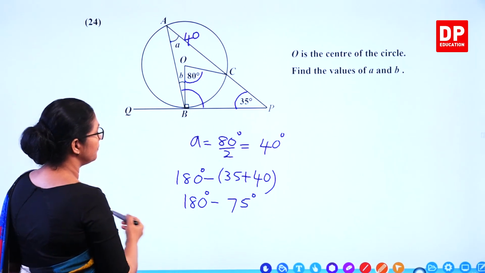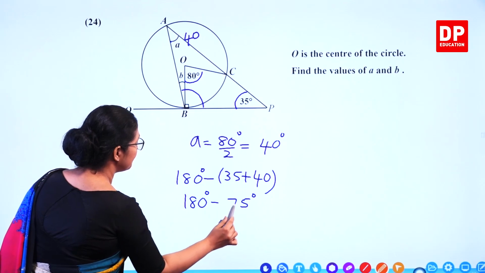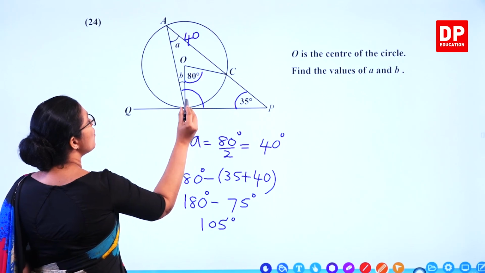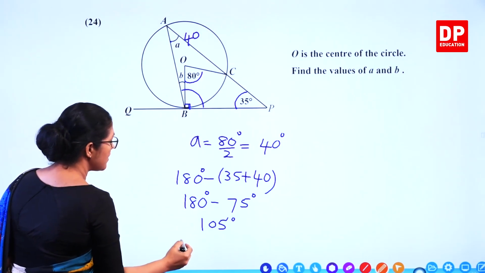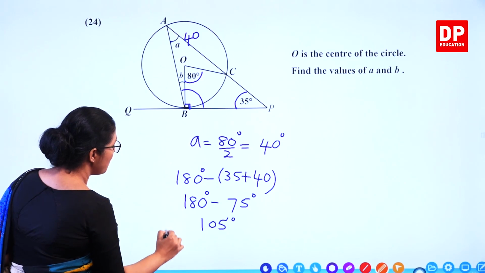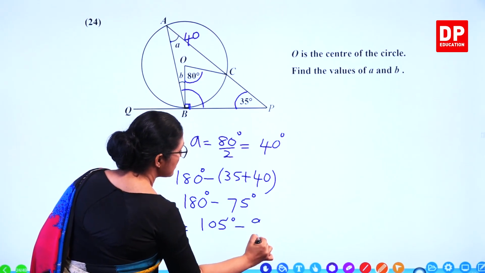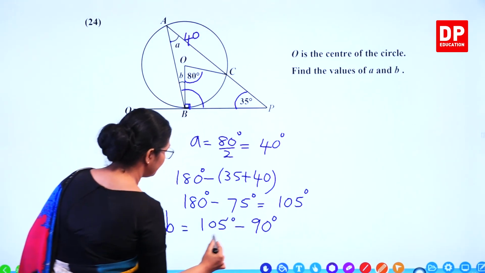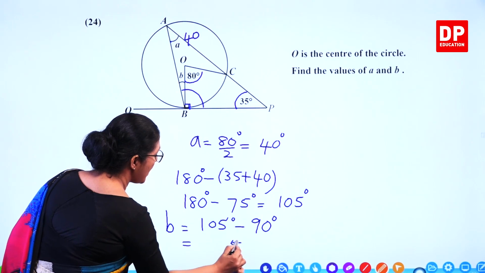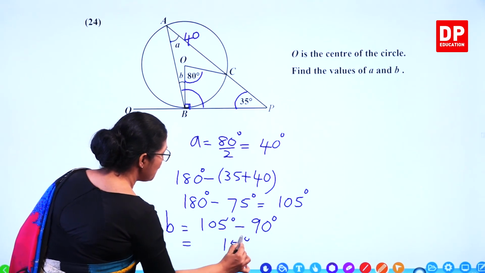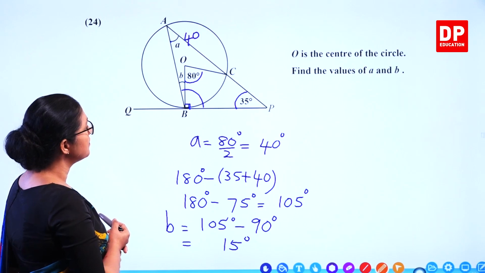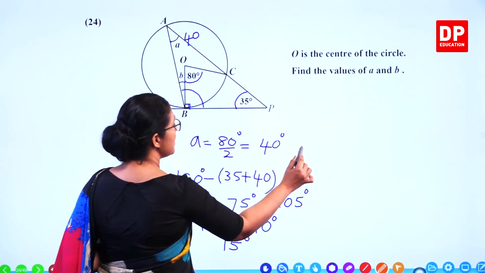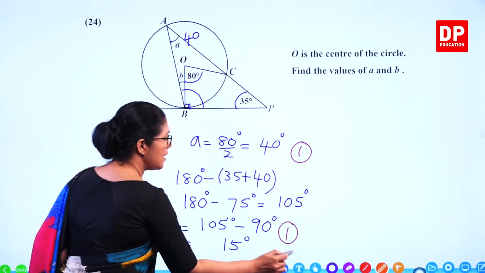75. So you get 105 as this angle. But we know this is 90 degrees. When you subtract 90 from 105, you get the B angle. 15 degrees is the B angle. So you get 2 marks for that: 1 mark for finding A and 1 mark for finding B value.